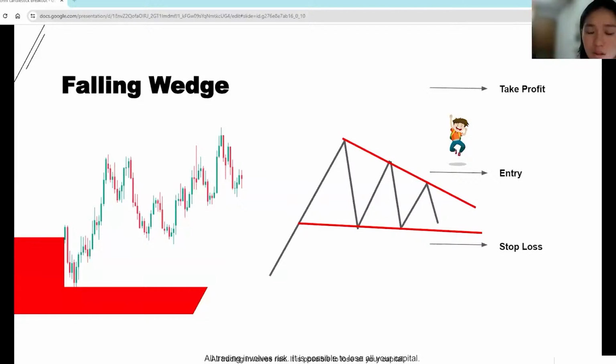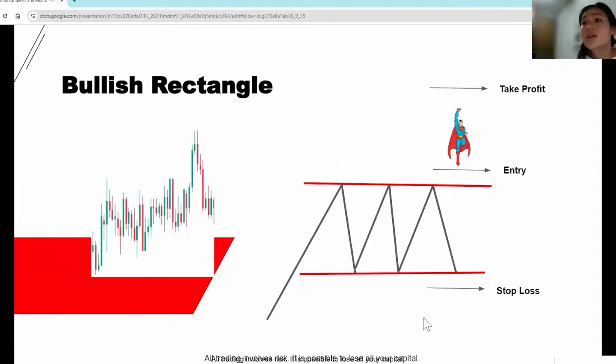Okay, let's move on. So next we have a bullish rectangle. So these, I think another name for this is the flags. So for flags, I think it signals a trend continuation. So here on our screenshot from TradingView, we have an ascending rectangle.